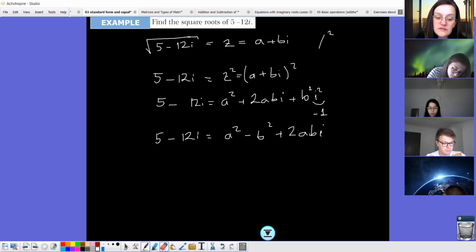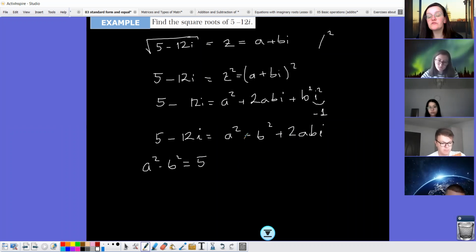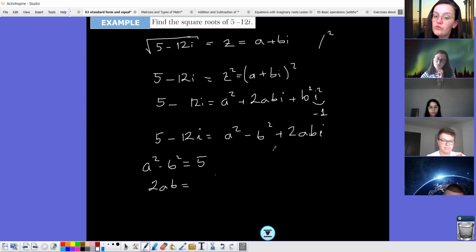Now this is not i squared, this is i. So here I have a complex number, and here I have a complex number, and they are equal to each other. So the real part of the first complex number is 5. The real part of the second complex number is a squared minus b squared, so a squared minus b squared is equal to 5. And the imaginary parts: 2ab is equal to minus 12. From here, I can find ab is equal to minus 6.